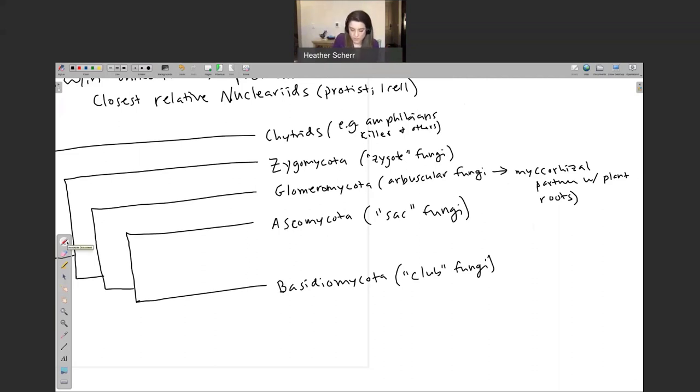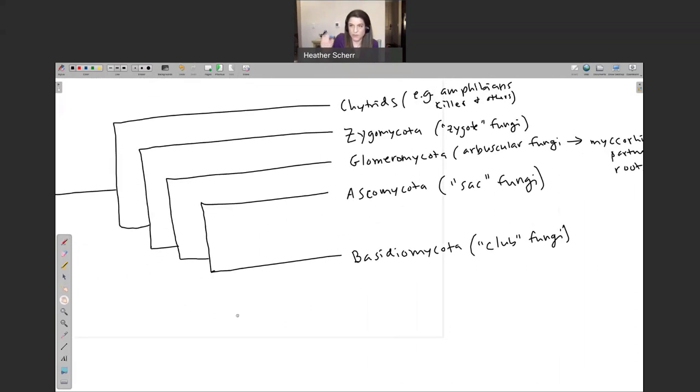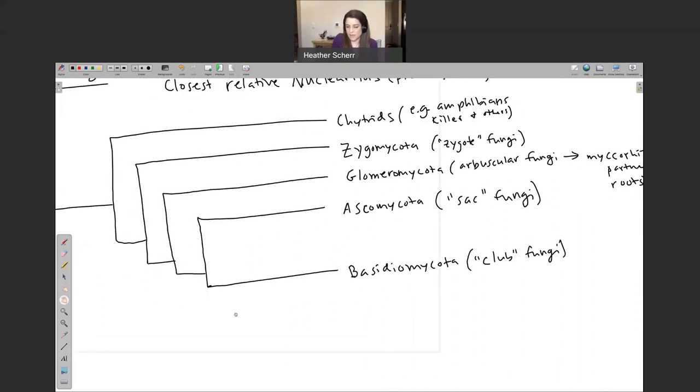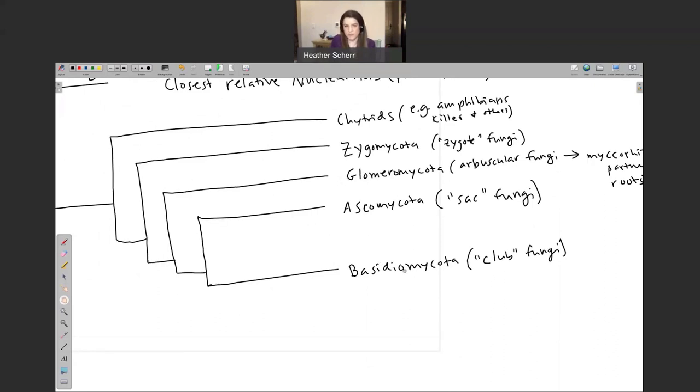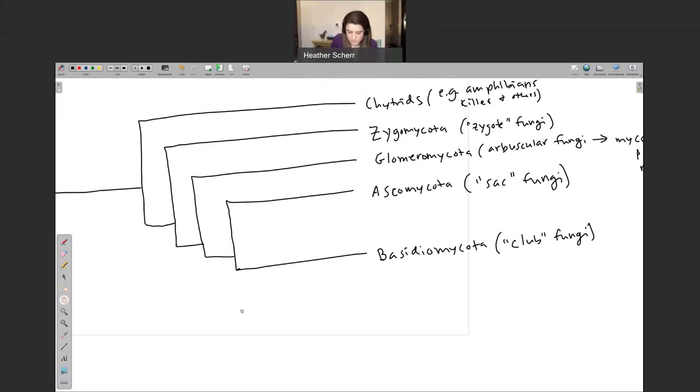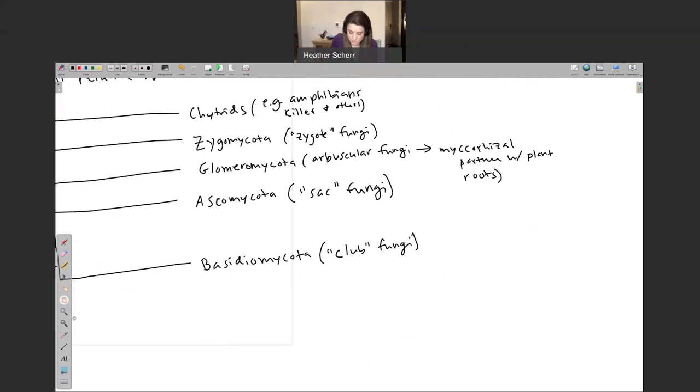And then lichens, of course, are the mutualistic relationship between green algae and fungi, Ascomycota and often Basidiomycota. Or cyanobacteria and Ascomycota, often Basidiomycota. That mutualistic relationship there, symbiotic relationship.